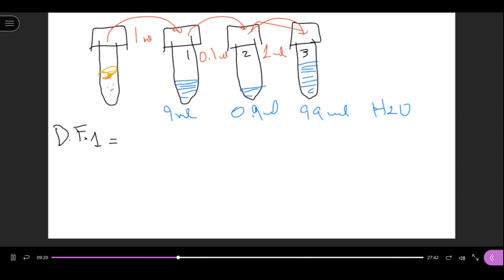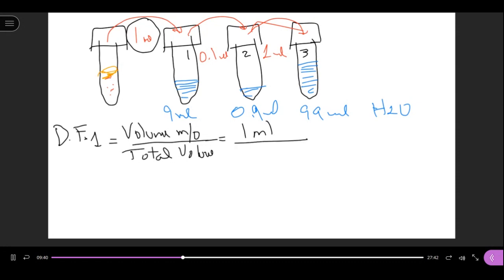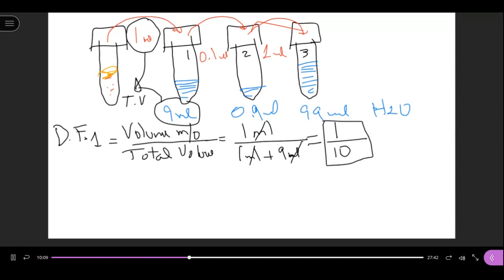Okay, so let's calculate the dilution factor for tube 1. It is the volume of the sample of microorganism over the total volume. The volume of the microorganism placed in tube 1 is 1 mil. The total volume is the volume of the water plus the volume of the microorganism, which is 10 mils. The mils cancel; the dilution factor should not have units. That gives a dilution factor of 1 to 10 for tube 1. So tube 1 is a 1 to 10 dilution of the original sample.